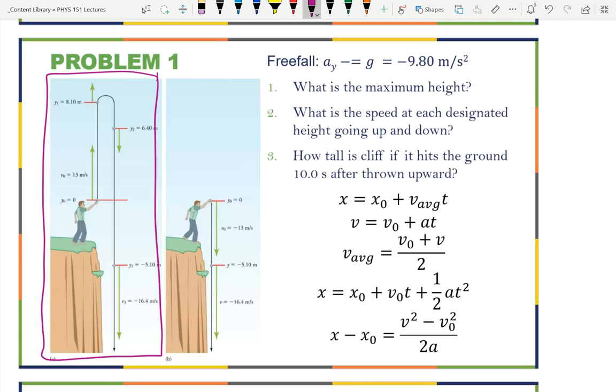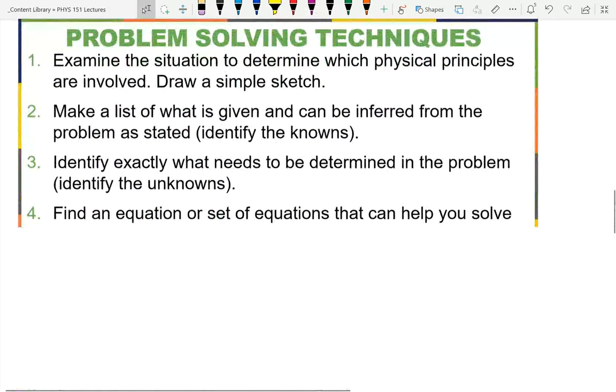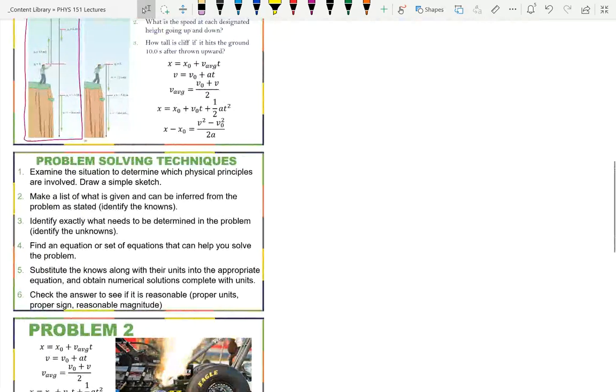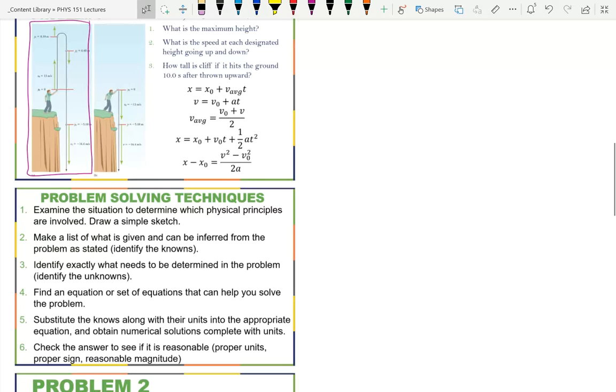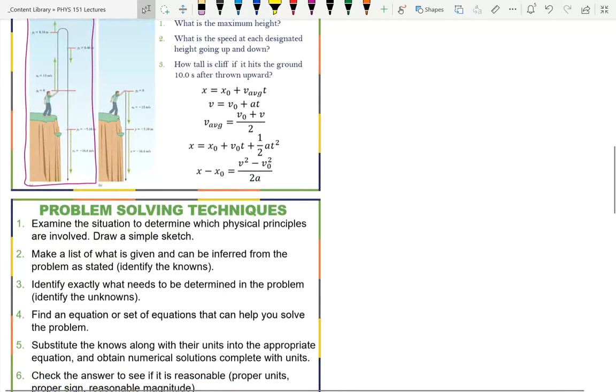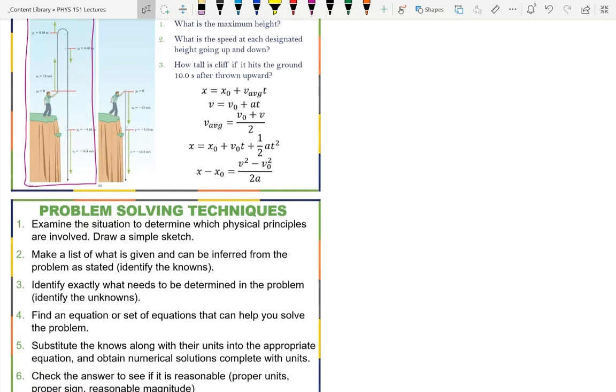So this is our first really organized solving of a problem. I'm going to do the first organized solving of a problem. Then after I'm done, you're going to solve one. Yay! With me here to help. So first, some steps for solving it. And actually, I'm just going to set my screen so we can see both at the same time and work from there. So first, examine the situation to determine which physical principles are involved.